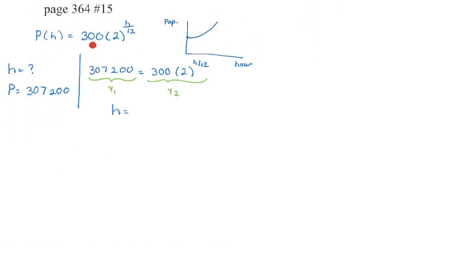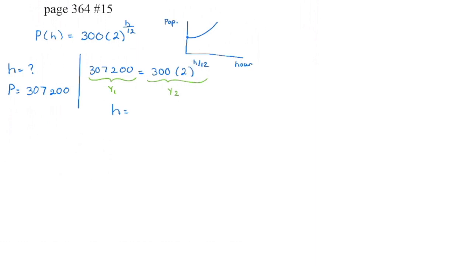We know the y-intercept is 300, so approximately there. We also know it's a growth function, so it's going to rise to the right. The question gives us the population of 307,200, and we're looking for the time it takes to reach that population. So we're going to substitute that value in for P, and then we're going to solve for H.